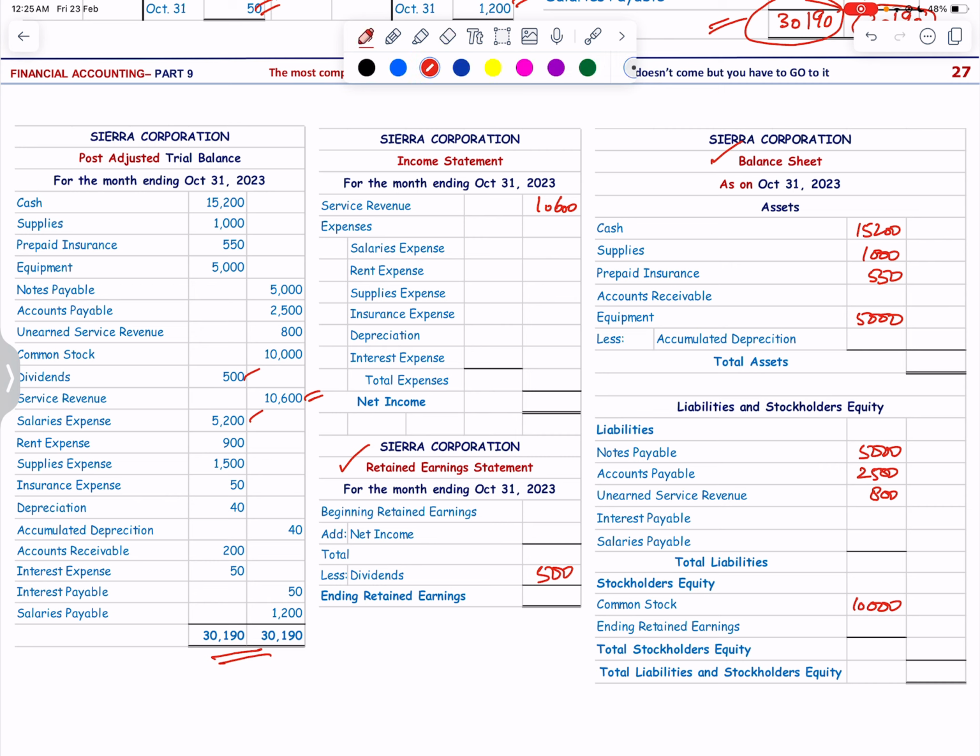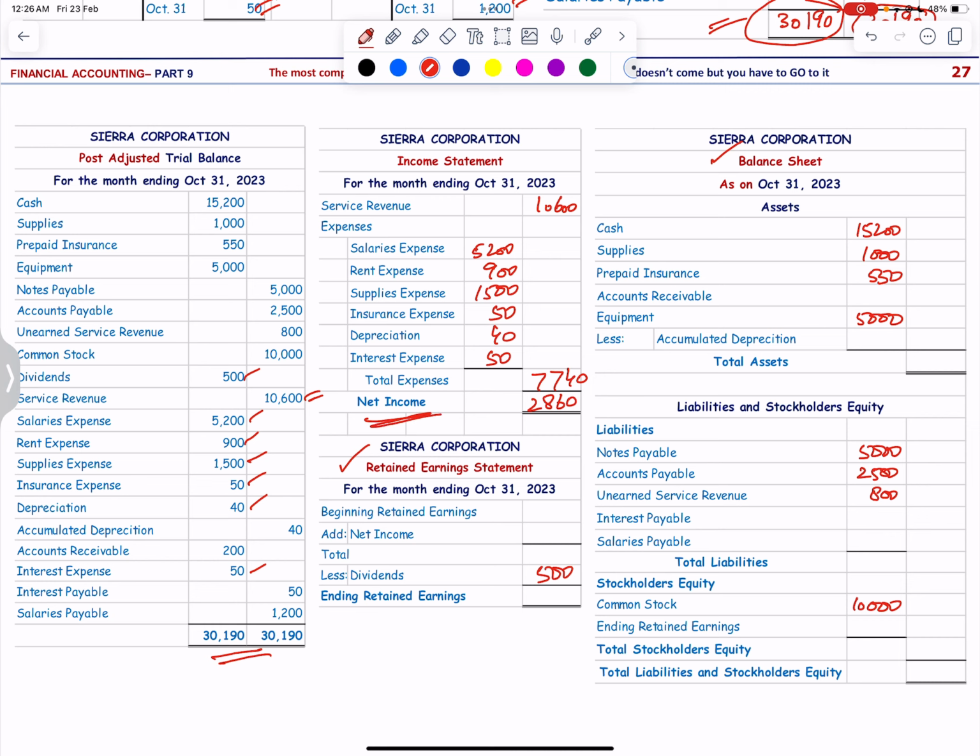Salaries expense 5,200. Rent expense is 900. Supplies expense is 1,500. Insurance is 50. Depreciation is 40. Interest expense is 50. So the total expenses are how much? The total expenses will be 7,740. So total revenue minus total expense will give you the net income of 2,860.